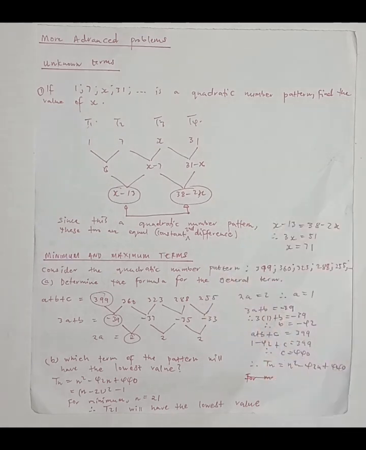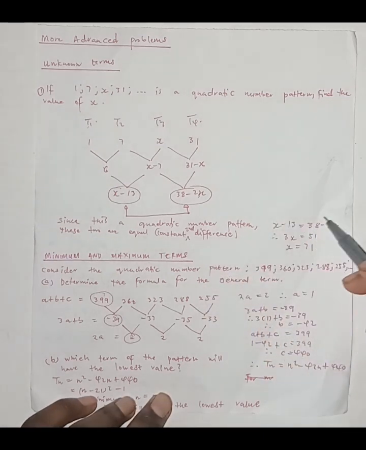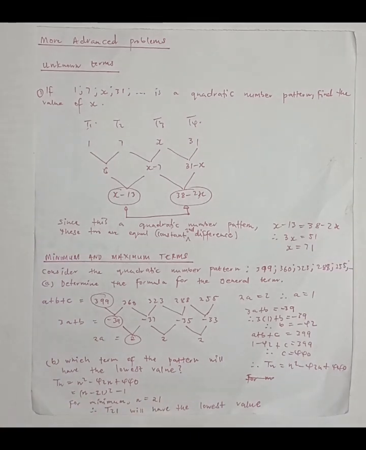So we're going to write x minus 13 is equal to 38 minus 2x. Therefore 3x is equal to 51, x is equal to 17, and you're done. Just remember that. Moving on, we have minimum and maximum terms. Consider the quadratic number pattern 399, 360, 323, 288, 255, and so on. Determine the formula for the general term.